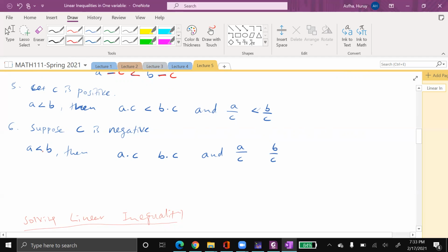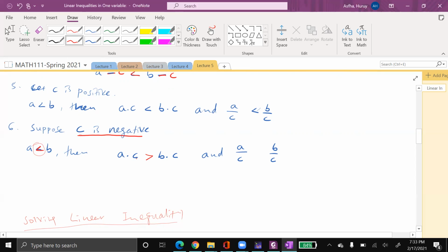Now notice, A is less than B. This is a less than inequality. And we said C is negative. Okay, it's a negative number. A and B, we don't care about that, whether they are negative or positive. What we know about A and B is A is smaller than B. Okay. Now, if we multiply both sides by a negative number, C is a negative number, then what happens to this less than sign? It reverses. It becomes greater than. Okay.